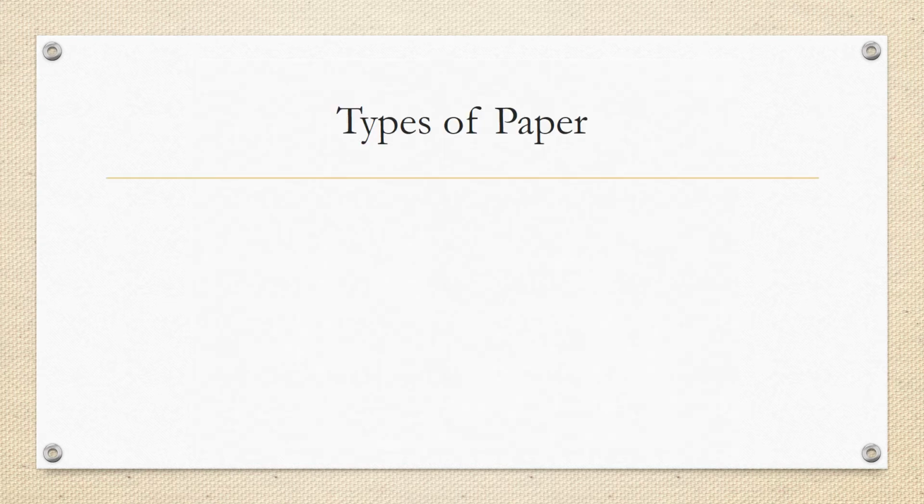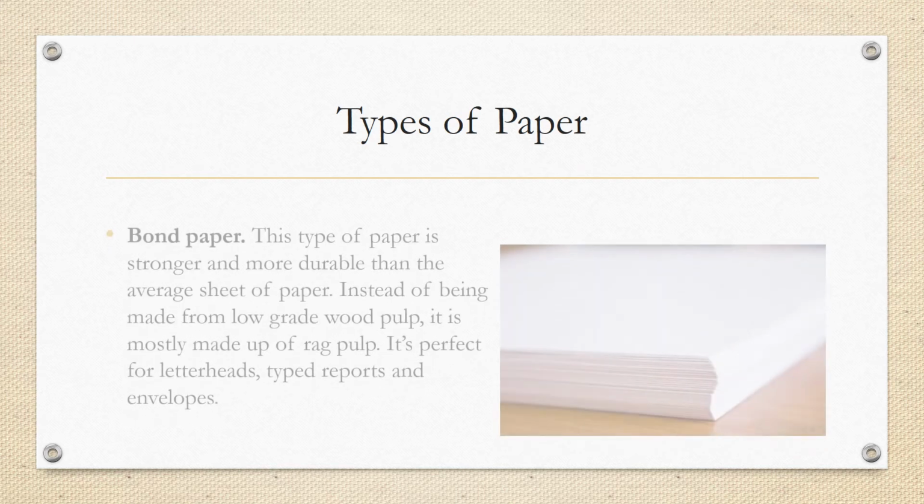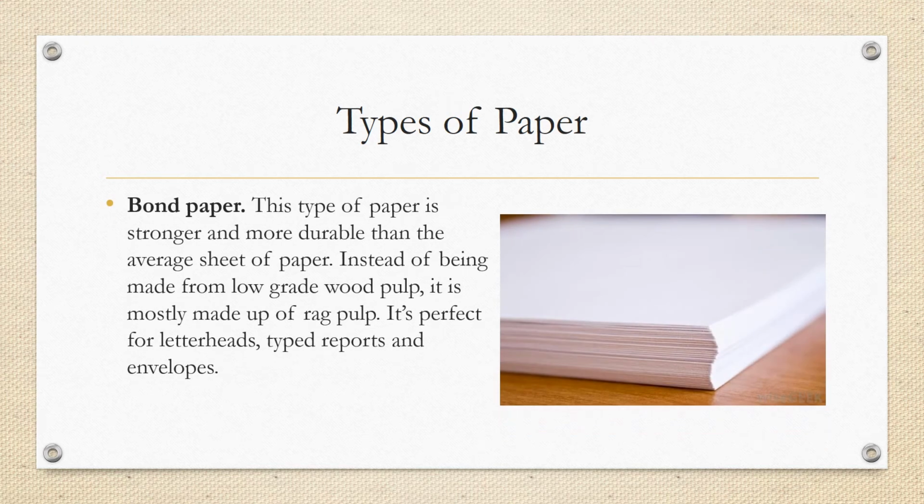Okay, let's go. Another consideration is the type of paper itself. First one is the bond paper. This type of paper is stronger and more durable than the average sheet paper. Instead of being made from low-grade wood pulp, it is mostly made up of rag pulp. It's perfect for letterheads, typed reports, and envelopes.